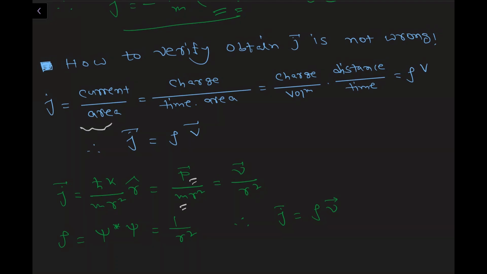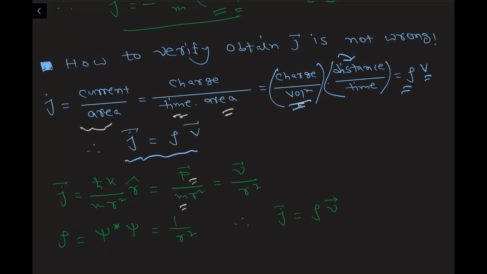We know that in case of electricity, j is current by area. Let us write current as charge by time. Now we multiply and divide by distance, so area into distance becomes volume. Charge by volume becomes rho, the charge density, and distance by time becomes velocity. So our j equals rho into v.